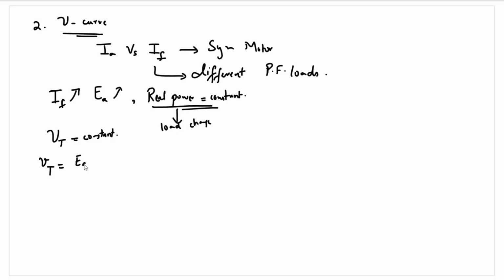Vt will be equal to Ea plus j Ia Xs. We are assuming that there is no armature resistance at this time. So if Ea is increasing and Vt is constant, Ia has to decrease for Vt to remain constant. So with increased field current, in case of a synchronous motor, Ia will decrease. So let's really see how this operates using the phasor diagram.